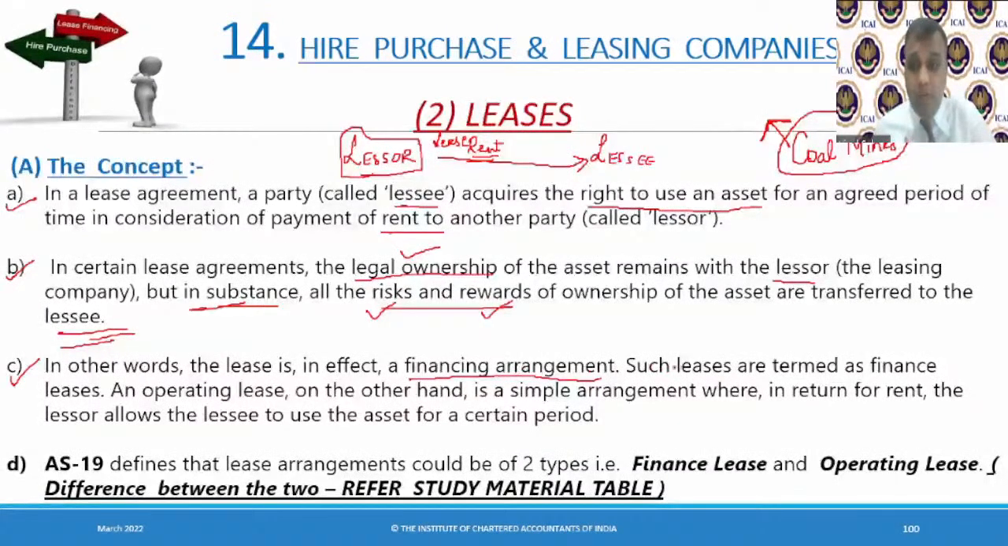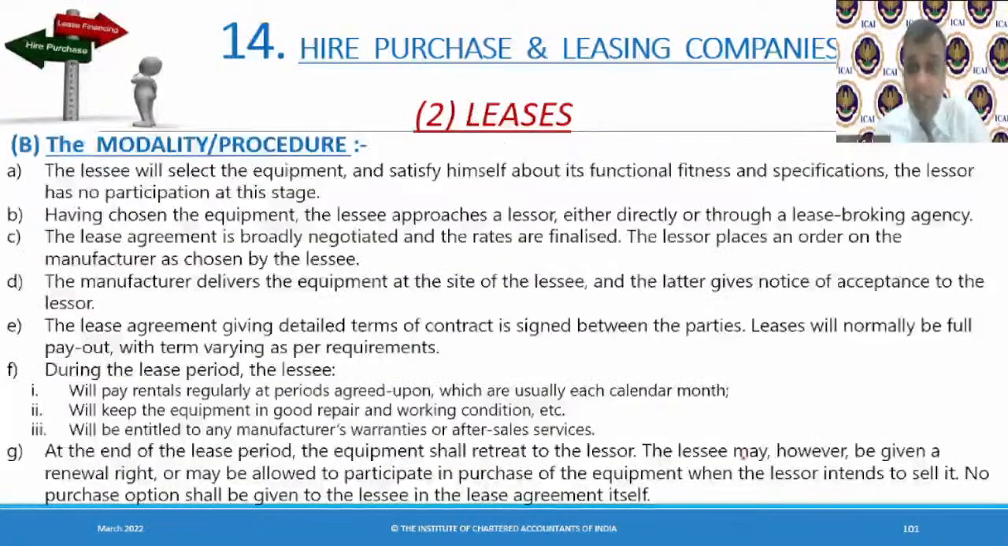There are two kinds of lease. There is an operating lease and there is a financing lease. So the two types of leases, financial lease and operating lease, we have in our module. We'll see the difference between financing lease and operating lease. So what is the procedure of entering into a lease agreement?